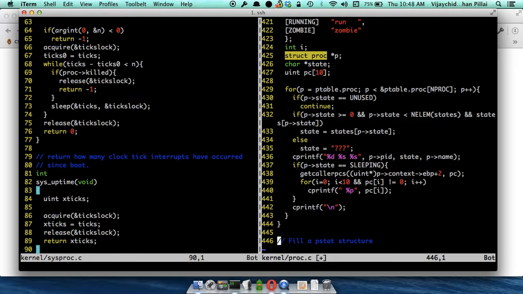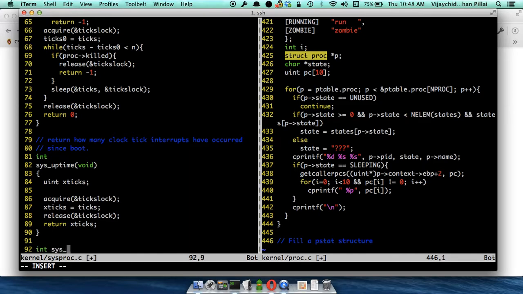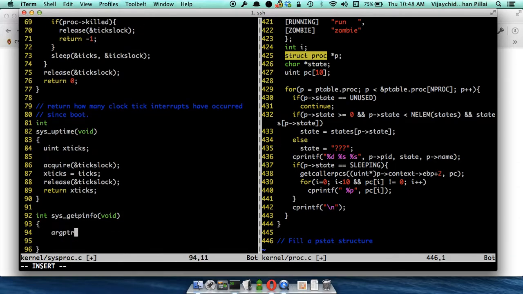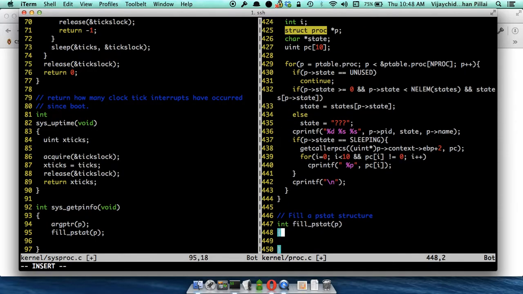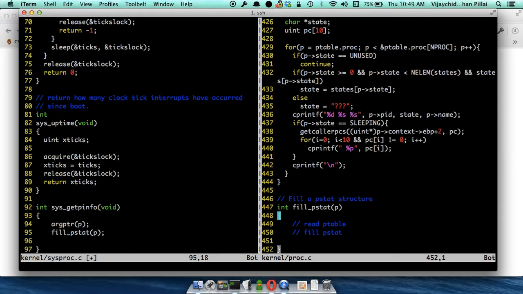So then you could have a call like sys_getpinfo. You should use argptr to actually get the memory for the pointer, and then you just call a function saying fillpstat or whatever, and you pass the pointer to that. This will be a void function or maybe an int function, because you might get a null pointer. So here you would actually read the ptable and then fill the pstat. Okay, so that's basically how you would do this, right?